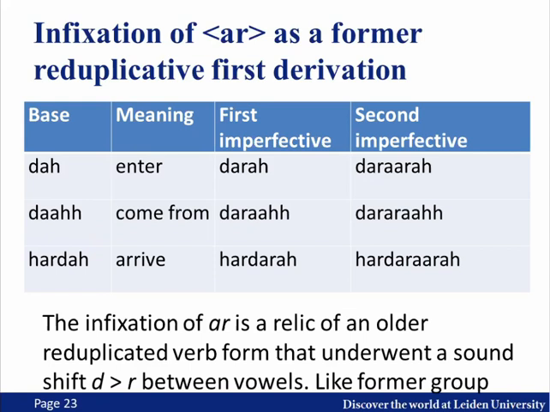This is just a historical accident. What has happened, you will notice that the roots of these verbs start with the D, da, da, and harda. The har is a prefix, so it's derived from the first one, from da. Their first imperfective is based on the reduplication of the penultimate, so that should have given dada. But the d between vowels has become an r historically, and so now we get something that looks like an infix but is a relic of a former reduplication.